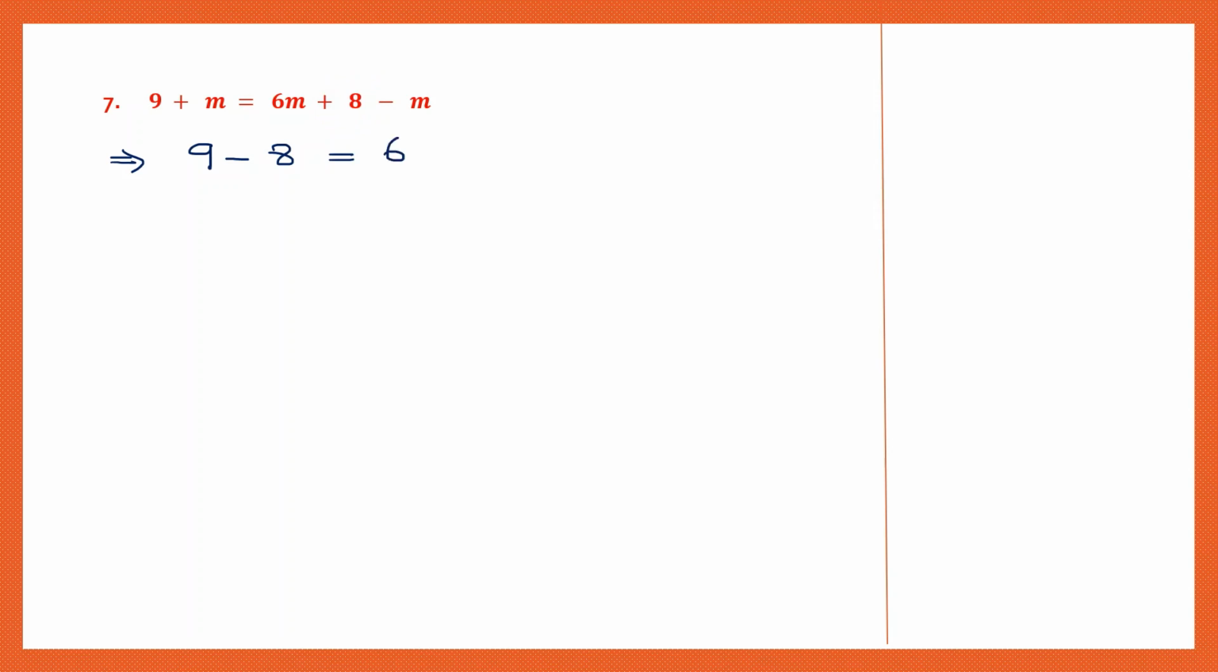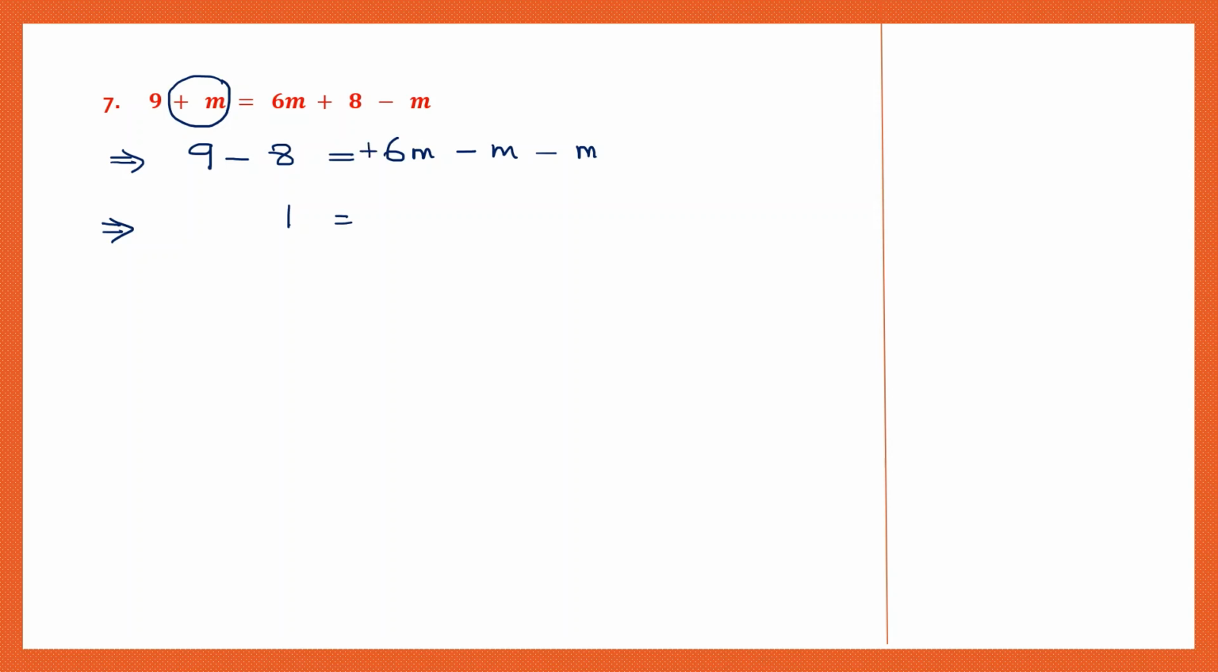We have 6m minus m. Now we also have a plus m on the left hand side. Let's transpose it to the right hand side. It becomes minus m. So now let's work this out. 9 minus 8 is 1, and on this side we have 6m, which has a plus sign.